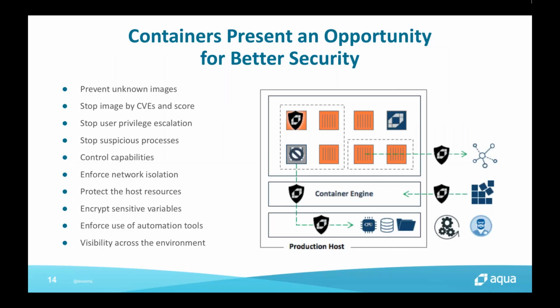So, kind of in summary, containers present an opportunity for better security, right? And I'm not going to read through this whole list here, but you guys can see why this is important. When you're running containers, you want to shift left and prevent all the anomalies right up front in the CI/CD process with a tool like CodeFresh and Aqua. So you want to stop images which have high CVE scores and things like that, and also prevent suspicious processes, privilege escalations, and whatnot.